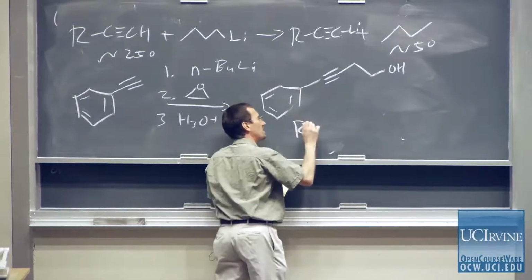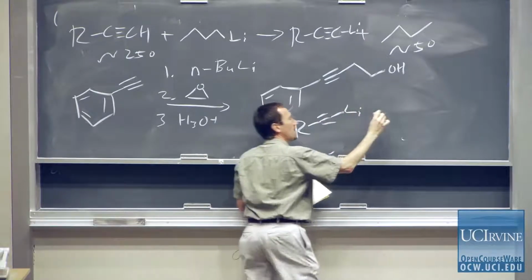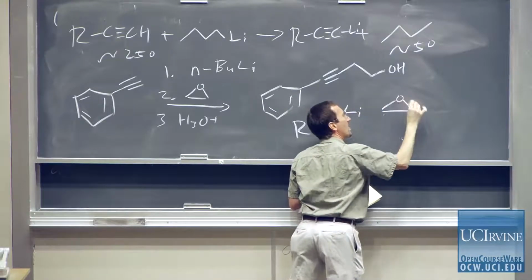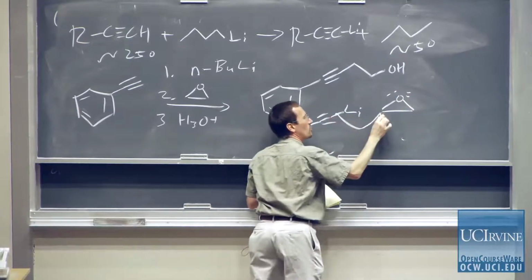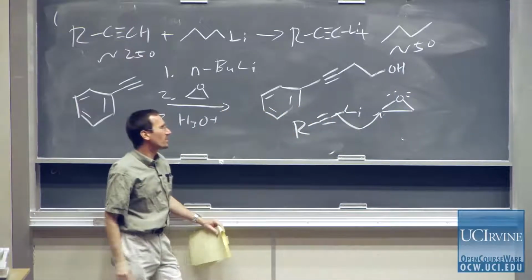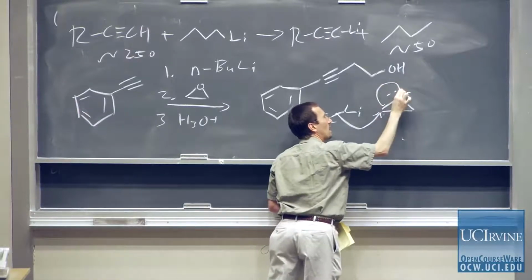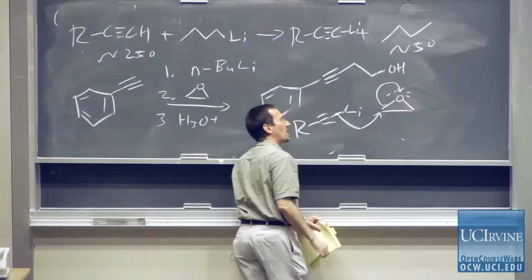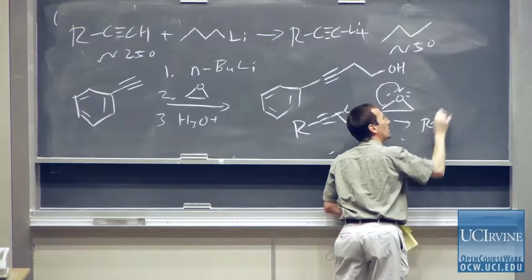You can think of this as R and the alkyne lithium reacting with the epoxide, and so we're going to draw electrons flowing from the carbon-lithium bond into the carbon-oxygen bond, pushing electrons onto oxygen and opening up our ring.